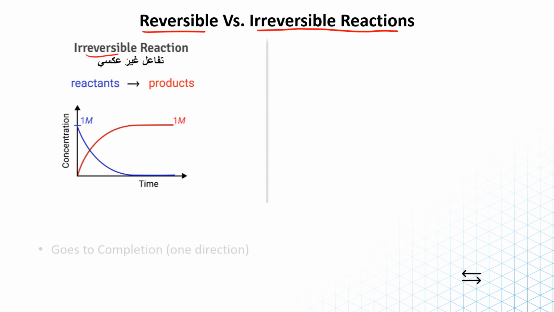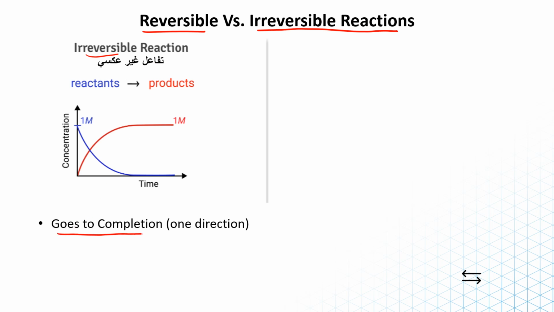In irreversible reactions في التفاعلات الغير عكسية it goes to completion. يعني we use all the reactants. يعني the reactants finish. Goes to completion in one direction. Okay? All the reactants are used up. يعني نخلص كل المتفاعلات كمية المتفاعلات.